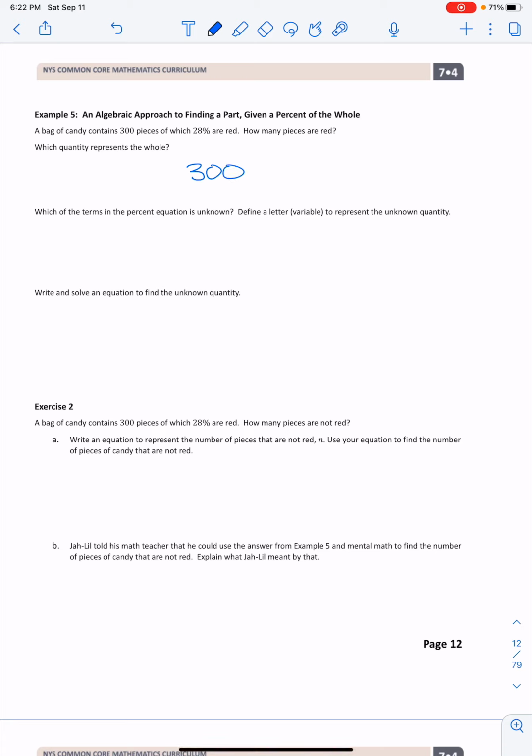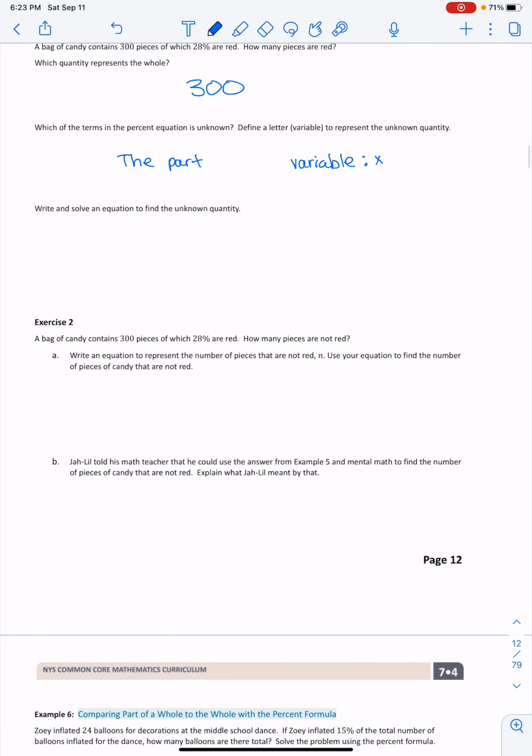Which of the terms in the percent equation is unknown? The part. Define a letter or variable to represent the unknown quantity. I'm going to let x represent that. So it's write and solve an equation to find the unknown quantity.